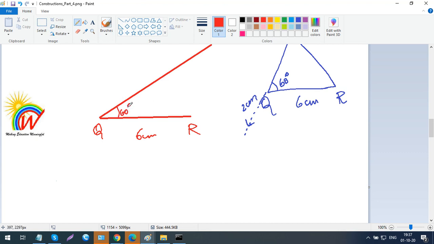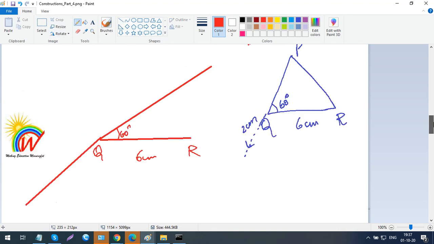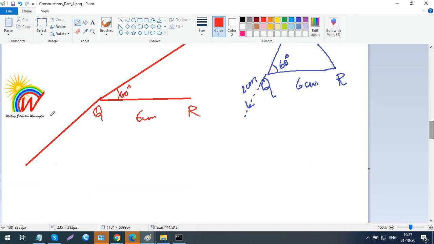Now what you should do is extend it backwards also, like this. Then you take 2 centimeter, which is given over here, and cut an arc of 2 centimeter over here. This is your D, 2 centimeter. Now join this R and D. Alright, now draw a perpendicular bisector of this QR. So you'll have to draw it something like this.